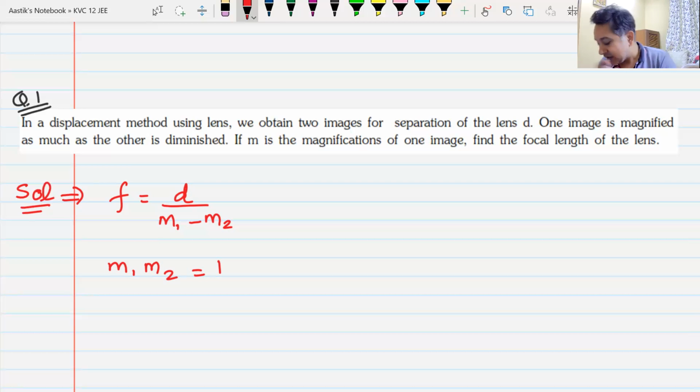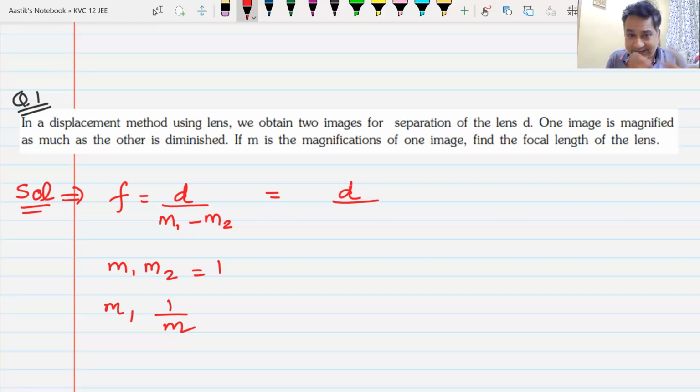Do we understand this? So now one of the magnifications is m. The other magnification becomes 1 by m. Do we understand this? Just put it in the formula and you stay happy always. So now the formula becomes d upon, now it depends on which one is more than 1 and which one is less than 1. So the formula might change from 1 minus m square to m square minus 1. If the m that we are taking is more than 1, it will be m square minus 1. If the m that we are taking is less than 1, it will be 1 minus m square.